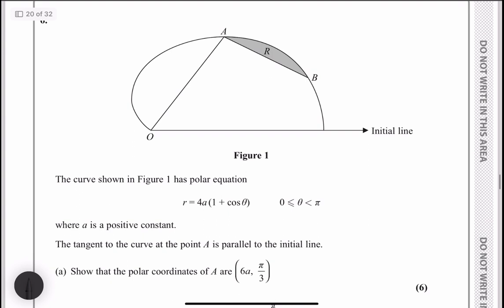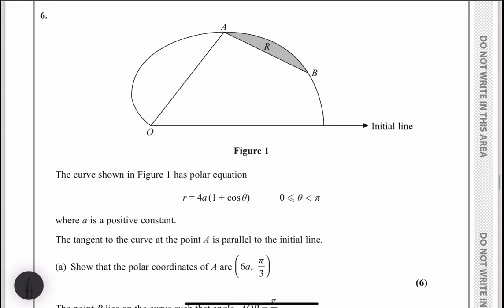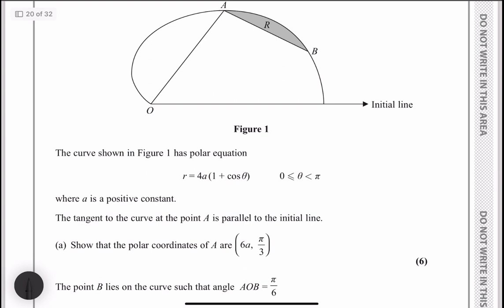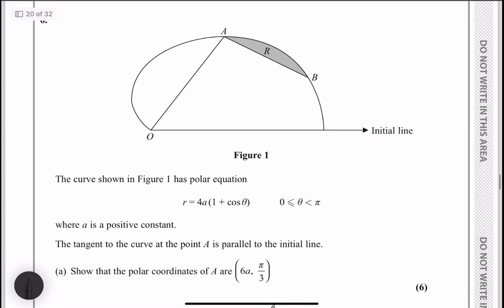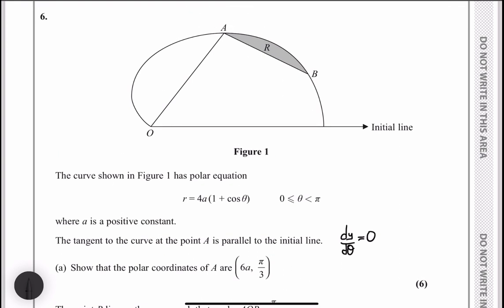Question 6, polar coordinates. The curve shown in figure 1 has polar equation this, from 0 to pi, not including pi. A is a positive constant. The tangent to the curve at the point A is parallel to the initial line. Probably will need that. That's dy by d theta equals 0 to find that point. And yes, I've done this before, saying something like that and then immediately seeing that it is.